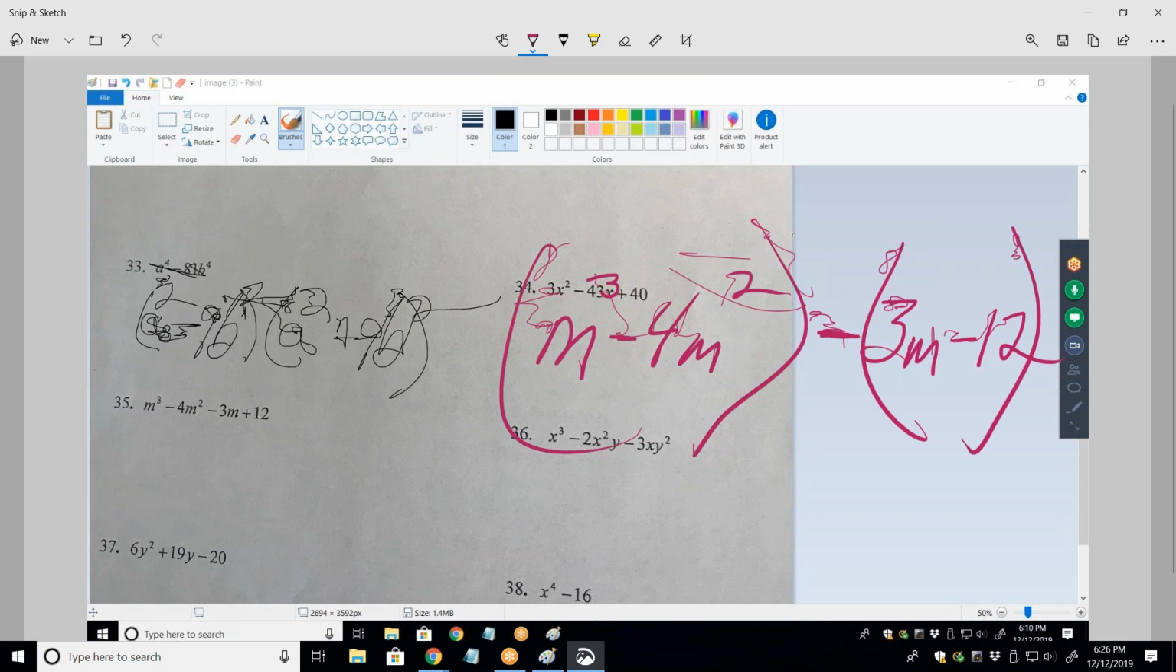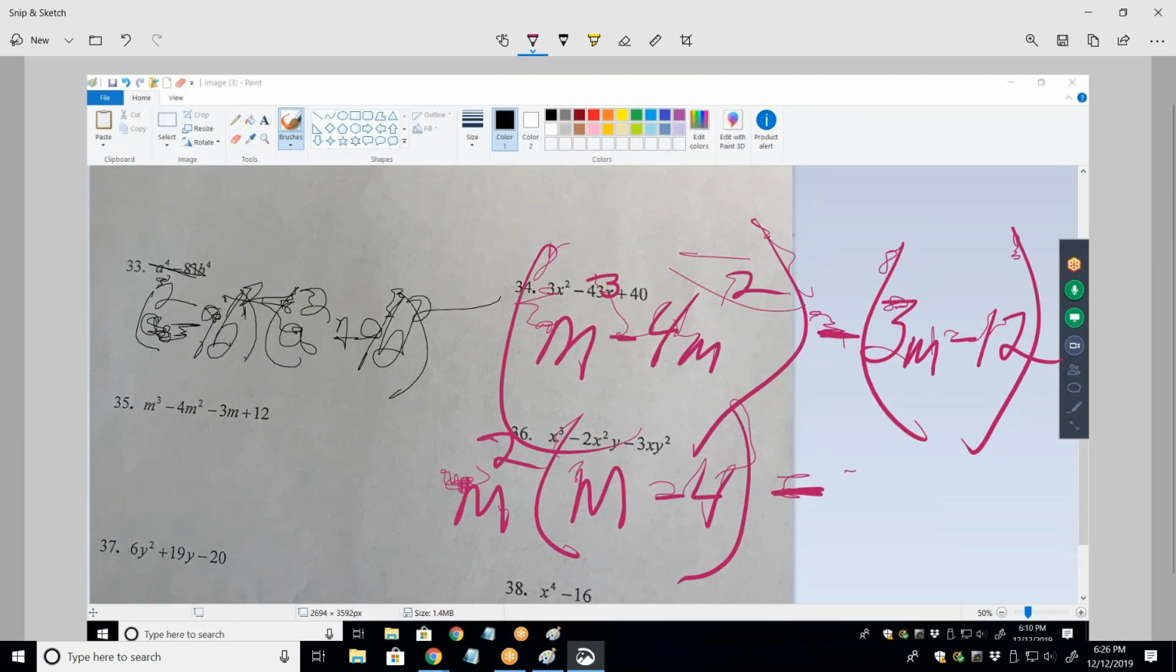Next thing I'm going to do is take out a greatest common factor from each part. Well, that would be m squared, leaving m -4. You with me? Yeah. I'm going to do the same thing over here. I'm going to factor out a 3, leaving m -4.